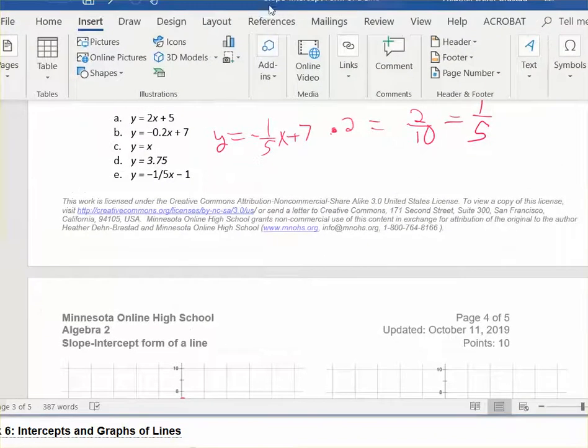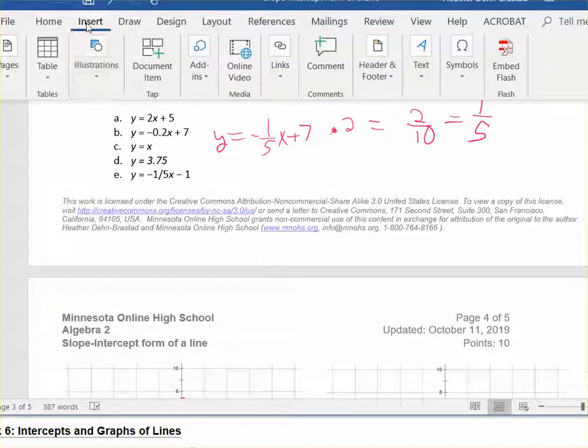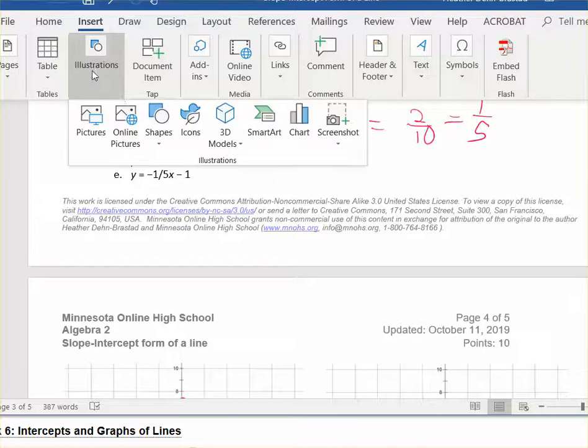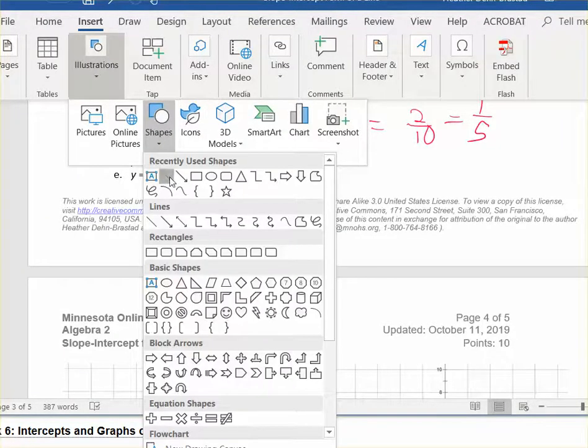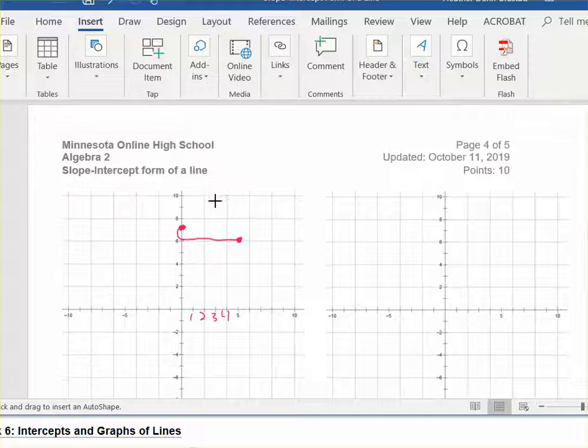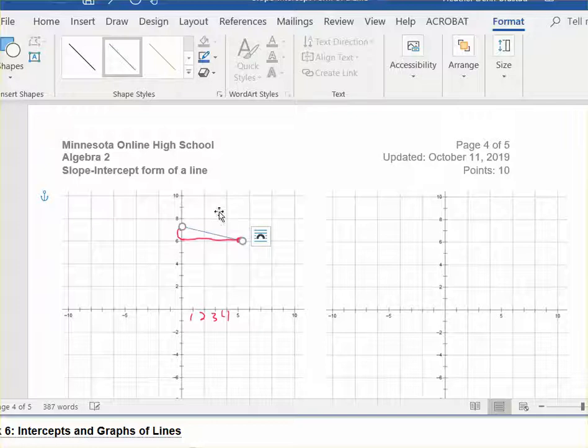I'll show you that. Insert, and then under illustrations, if it's small, I need my shapes. And I'm going to get the line tool. And I'm going to connect those 2 points. But I don't want to just connect those little points like that. That's way too short. I need to go through the points.